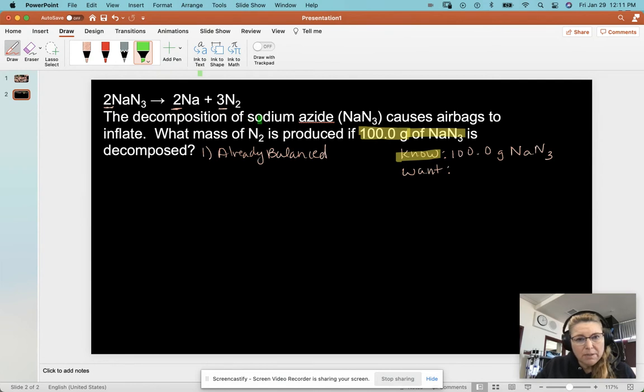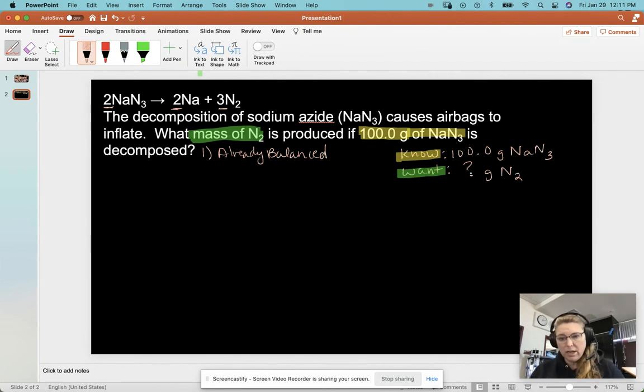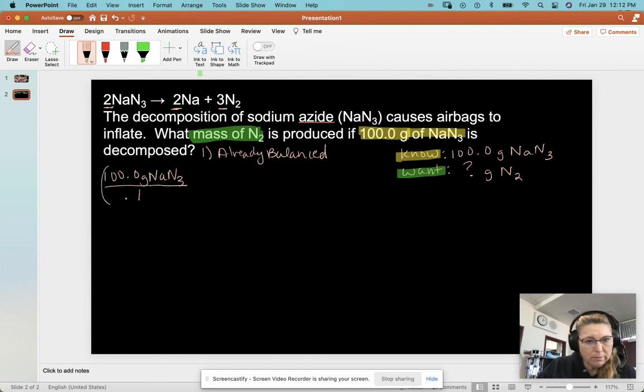What we want to know: it says decomposition of sodium azide causes airbags to inflate. What mass of N2? So mass of N2 is what it's asking for. So what we want to know is how many grams of N2. Now that we've established that, we know where we're starting and we know where we're finishing. Now we're going to start setting up our parentheses in order to make the conversion to get from here to here. We always start by taking what we know and putting it over 1. So in this case, that would be 100.0 grams of NaN3 over 1.